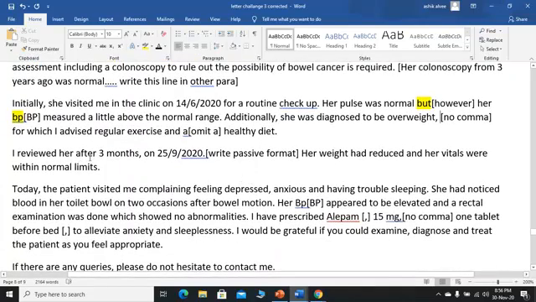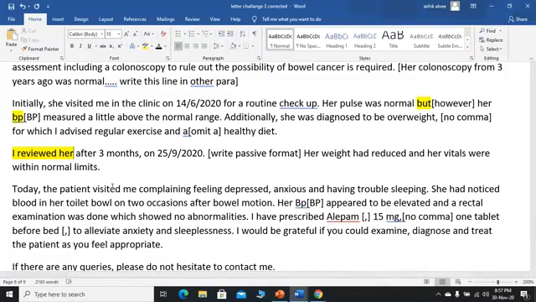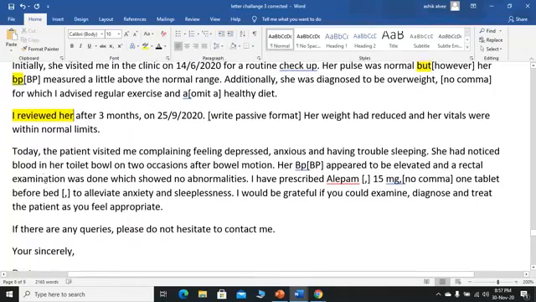I reviewed her after 3 months on 25/9/2020. Trying to write in passive format. I reviewed her is an active format. It's not wrong, but it is not very appropriate to use active form in these letters. So try to use passive forms. Like you can write like this: that she was reviewed after 3 months. Her weight had reduced and her vitals were within normal limits.